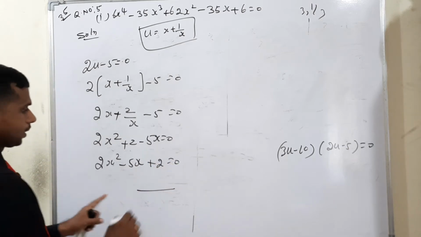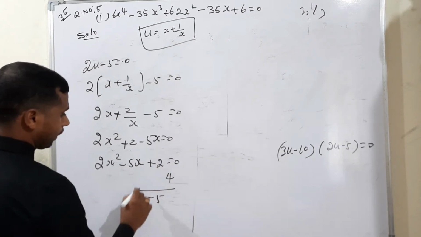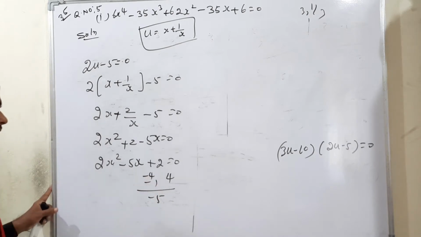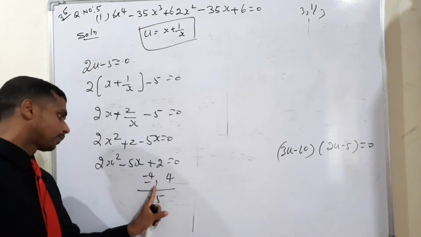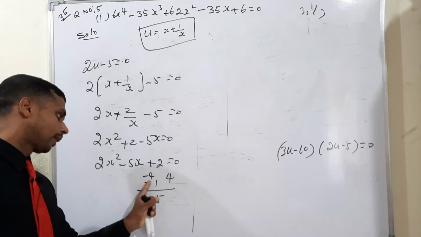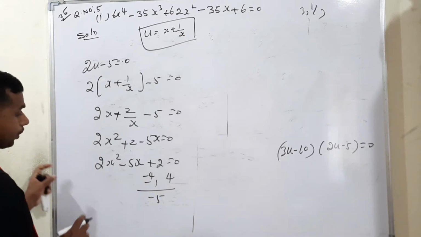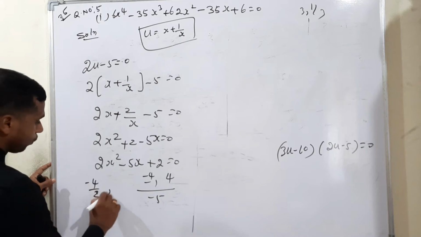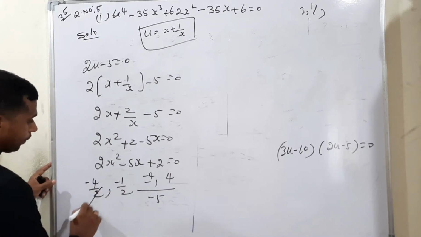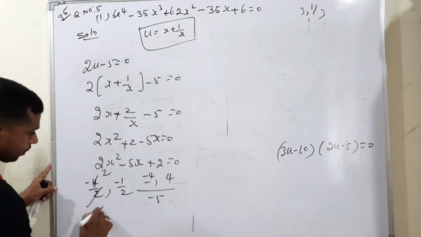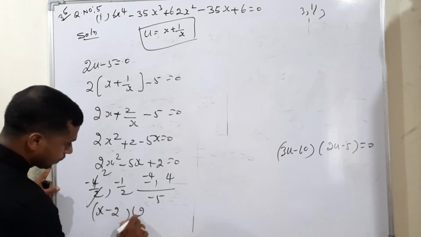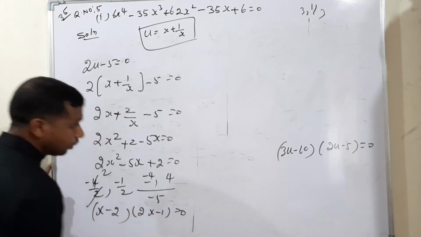Now, the product means positive 4, sum means minus 5. Definitely minus 4 and minus 1, isn't it? So, product means minus 4 into minus 1 means positive 4, then minus 4, minus 1 add means minus 5 will come. But leading coefficient more than 1. More than 1 means minus 4 by 2, again minus 1 by 2. There cancel means 2 times. So, x minus 2, next one, 2x minus 1 is equal to 0.